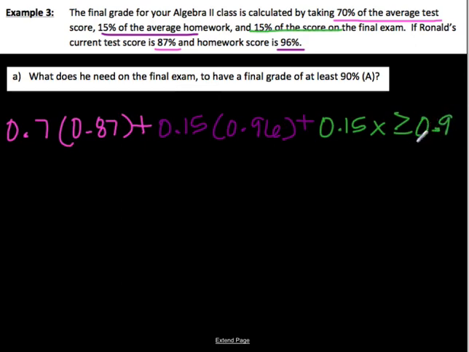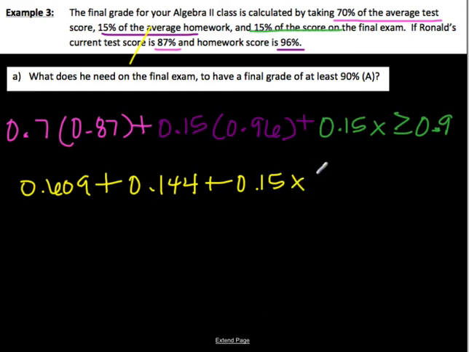So you can do that. This one, everything is in decimals, so you can do it this way, or how we did it in the other one. You could just use 87 here, 96, and 90 if you wanted to. It's totally up to you. Either way is fine. So on your calculator, you take 0.7 times 0.87, and this is going to give me 0.609, plus 0.15 times 0.96 is 0.144, plus, I'm just recopying this piece down.